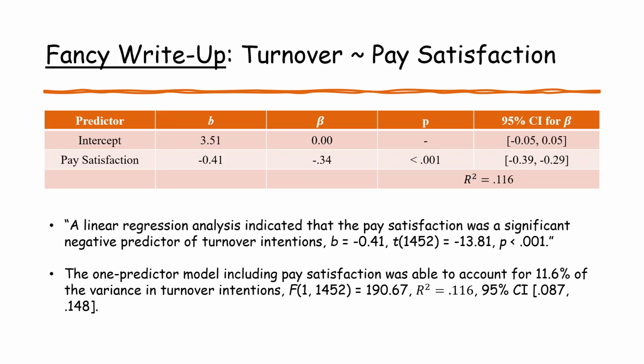And then another way we can say this, in terms of the F statistic that I mentioned, is that the one predictor model, including pay satisfaction, was able to account for 11.6% of the variance in turnover intentions. And then we report our F statistic, which again was in the model summary output, and then our degrees of freedom, and we have 2 of them because it's the F statistic. Then followed by the actual R-squared value, and then the 95% confidence interval for R-squared.